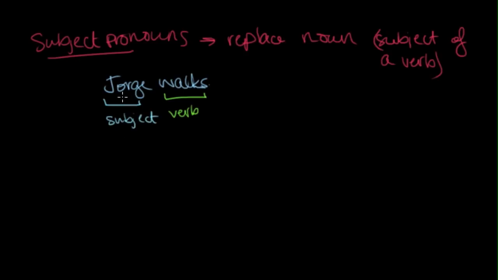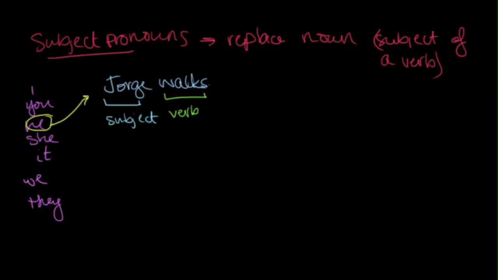Now, what if we wanted to replace Jorge with the subject pronoun? Well, in English, the subject pronouns are I, you, he, she, it, we, and they. So which one would we use to replace Jorge? Well, he, because Jorge is a boy and singular, and we're talking about him in the third person.